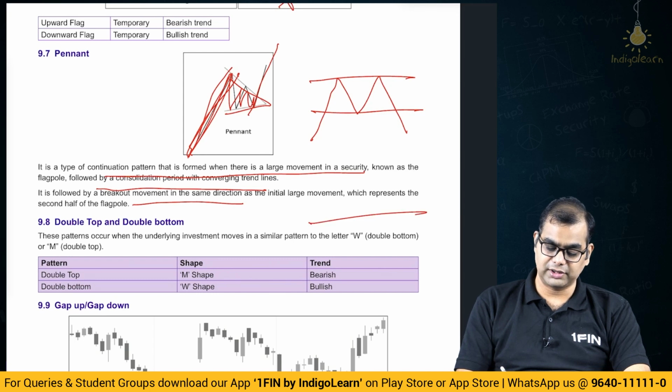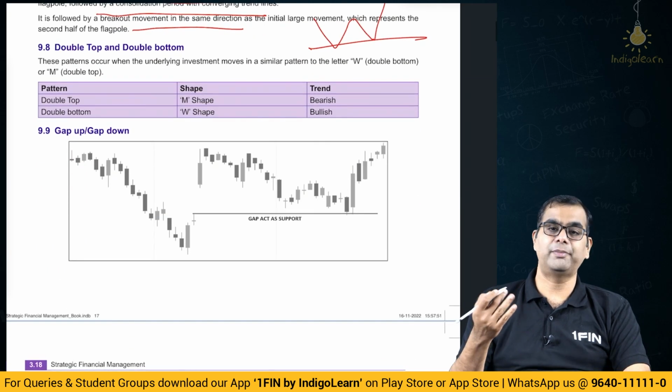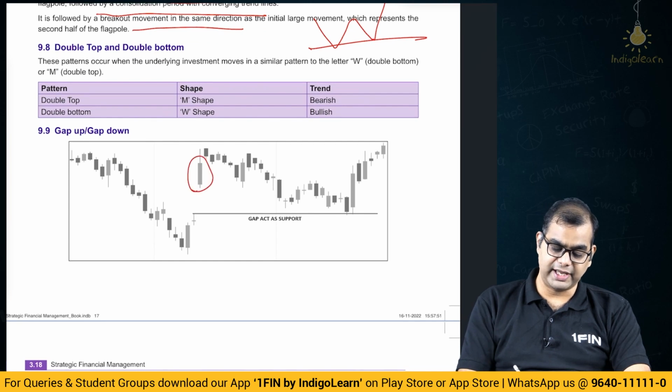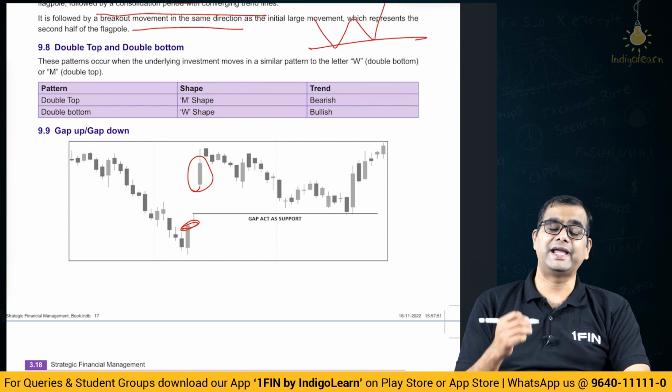What is a double bottom? Double bottom is like this. This indicates a bullish trend. Then you have gap up and gap down. So basically next day it opens at a very, very different rate compared to previous day's close. That is called gap up opening.